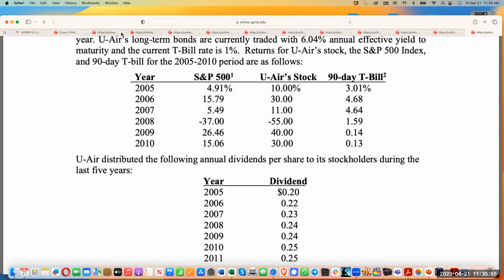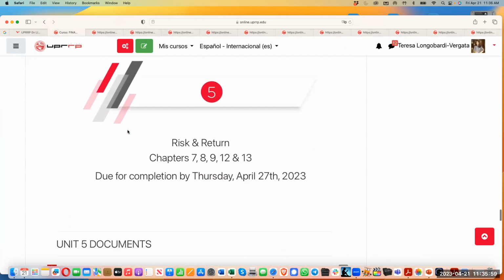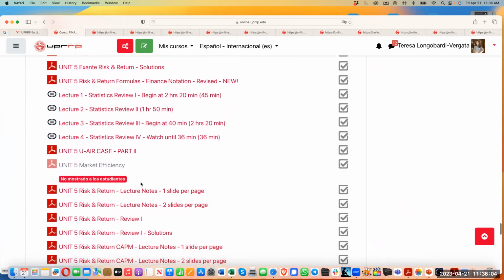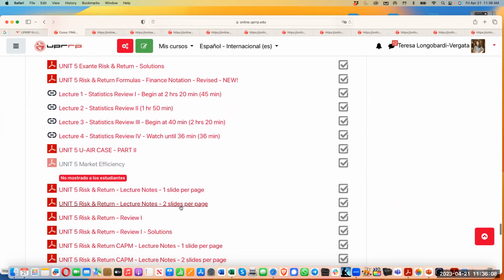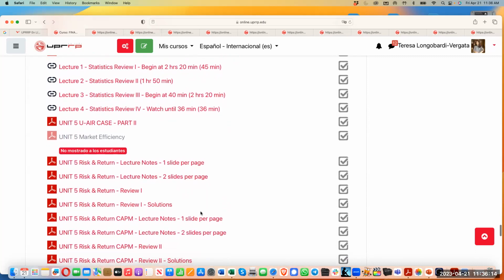This is our objective, and that was over here, called UR case part 2. All right, so now I want to go here. These are the lecture notes, and here are some review problems, and it's going to use everything about statistics that you've learned. The capital asset pricing model is one, so see, CAPM.